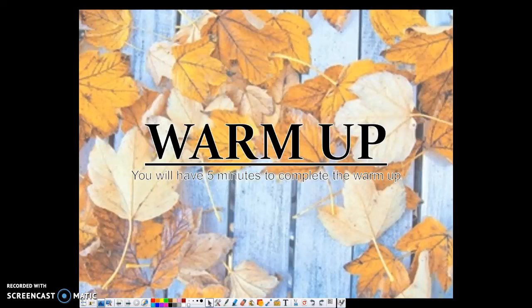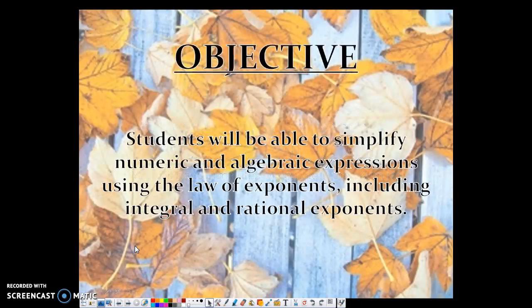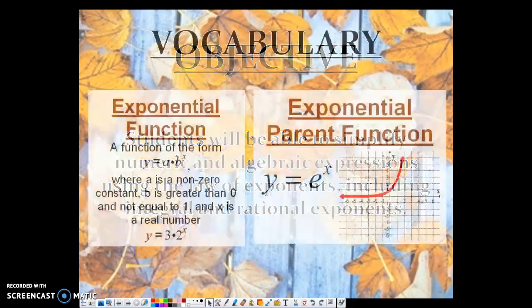All right, so we're moving on to a brand new lesson today that might seem a little bit confusing, but don't complicate it. If you don't complicate it, it'll be super simple. Okay, so today, students will be able to simplify numeric and algebraic expressions using the laws of exponents, including integral and rational exponents. Pay very close attention to these vocabulary words. Be sure you read and understand what every single one of them means.